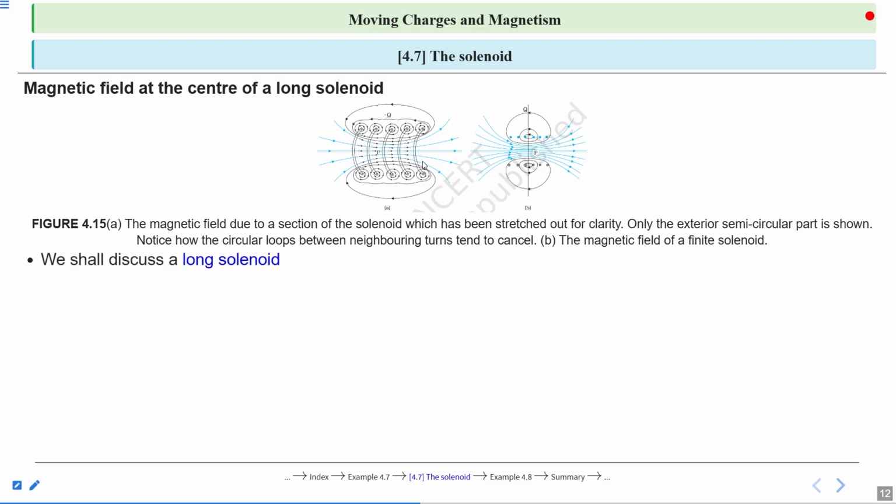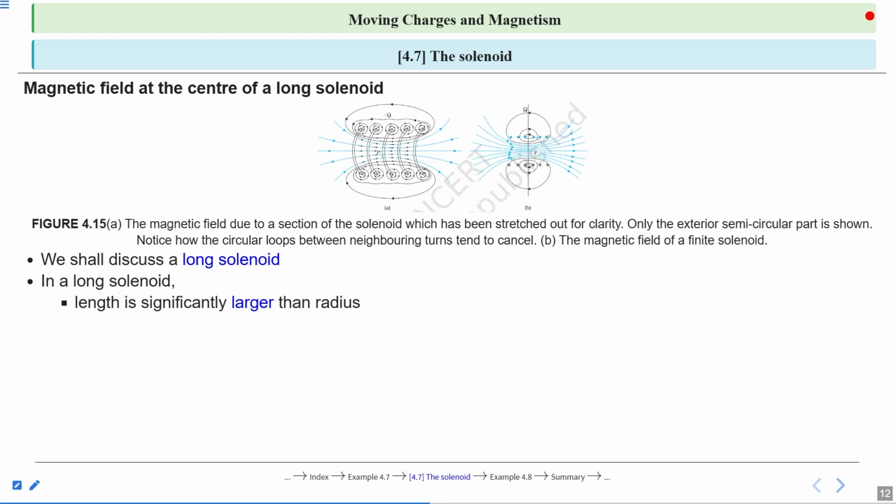Now we shall discuss a long solenoid. We are not going to discuss a short solenoid. We shall discuss a long solenoid. That is the assumption. What is a long solenoid basically? That doesn't mean that it will be of length 1 kilometer. In a long solenoid, length is significantly larger than radius. That means radius will be very small and length will be relatively larger than radius.